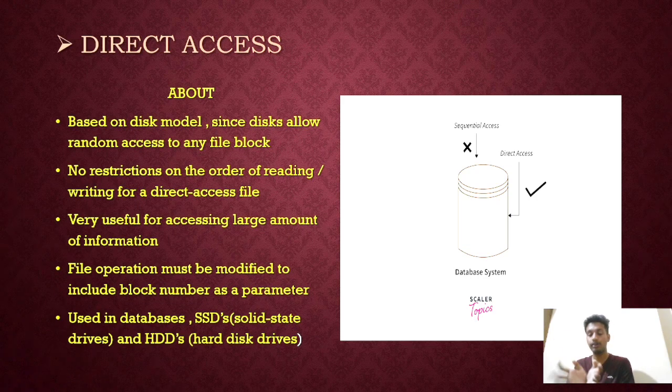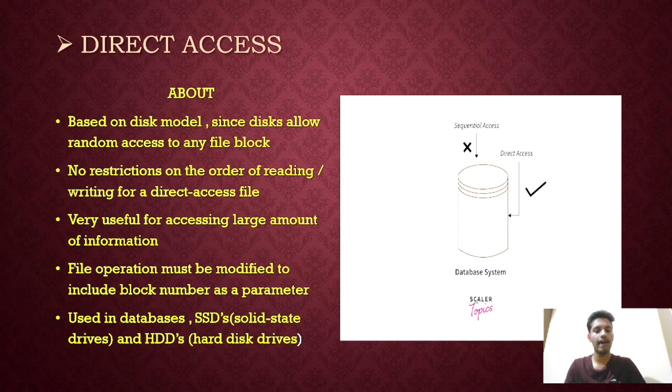We can directly go to file number 7 if we want. We need not go through all the previous files or records. We can directly access record number 7. It is based on the disk model, since a disk allows random access to any file block. We can go to any record directly without worrying about the previous records. There are no restrictions on the order of reading or writing for a direct access file.